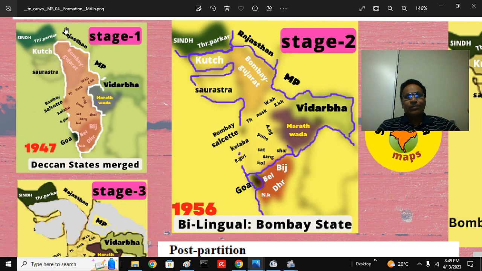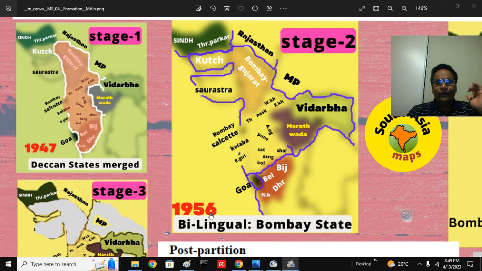And of course, a partition line gave the Sindh and Tharparkar to Darul Islam. So this is the initial stage, stage 1, Deccan state merger. Stage 2 happened in 1956. Two things you have to remember.